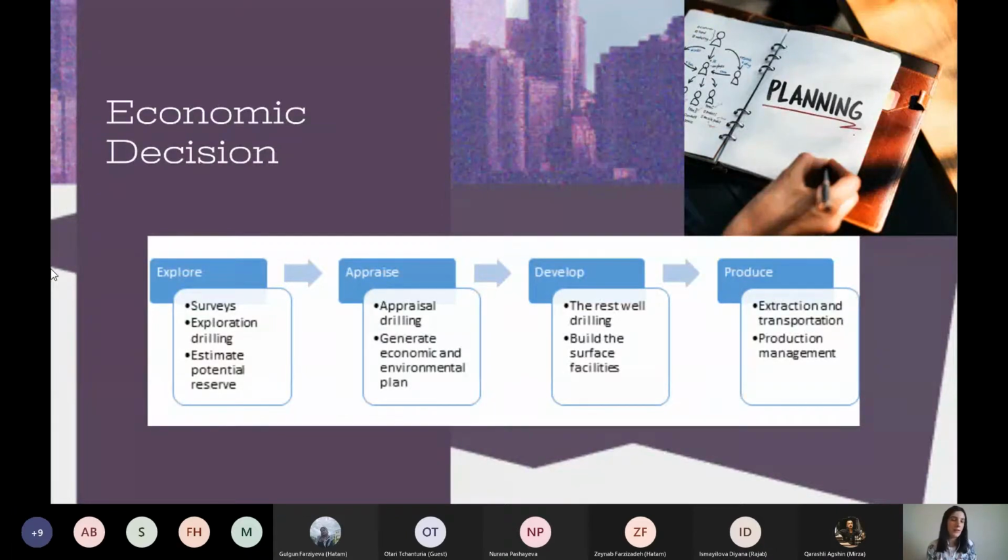You don't earn anything. In the second phase, again, you don't have anything, because you evaluate your petroleum. You generate some plan. You use drilling. You use wells. So again, you don't have anything. In the development phase, I'm sorry, but you don't have anything, because again, you have to build surface facilities, you have to invest, and you have to prepare yourself for production.